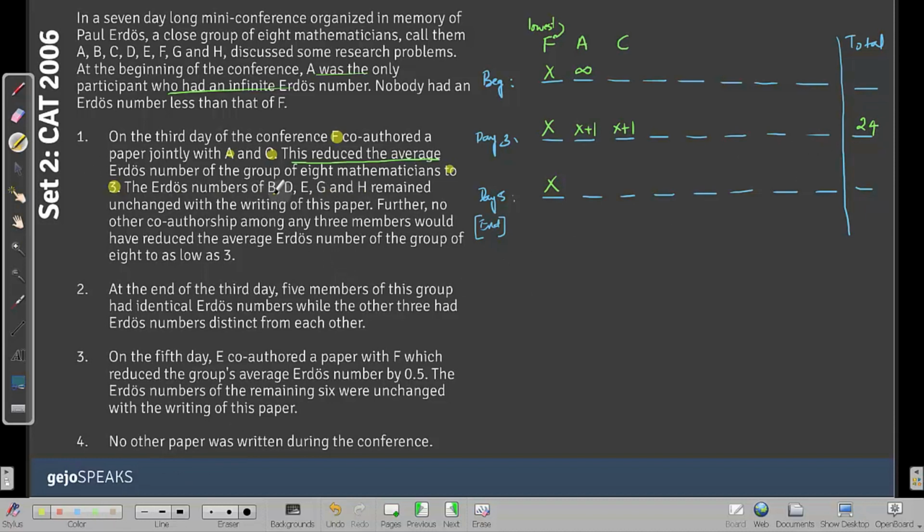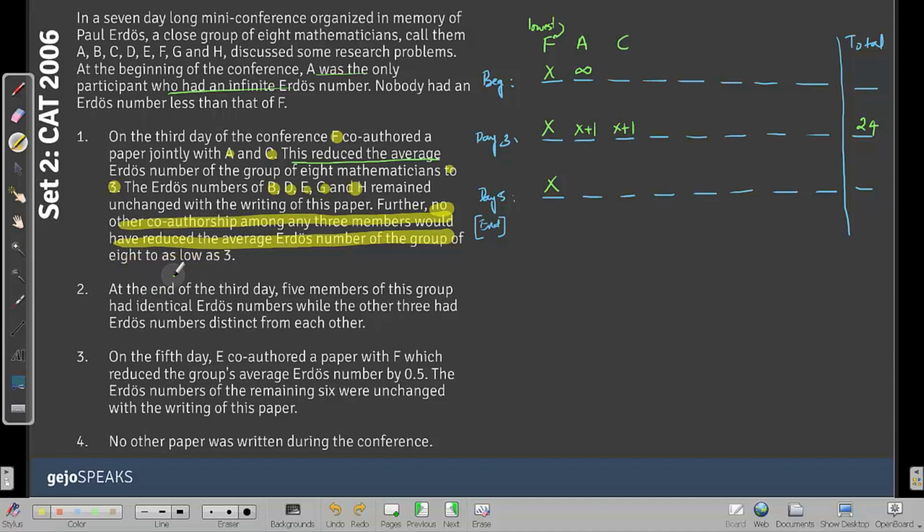And then it says that the Erdos number of B, D, E, G and H remain unchanged. So those values remain unchanged. We don't know what that is. We don't know the value of B, what the value of D is. Therefore I'm not going to write it on top here, just going to leave it there. They remain unchanged. It says further, no co-authorship among any 3 members would have reduced the average Erdos number of the group as low as 3.